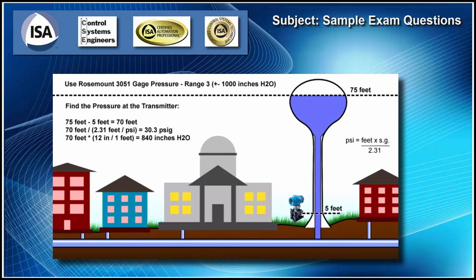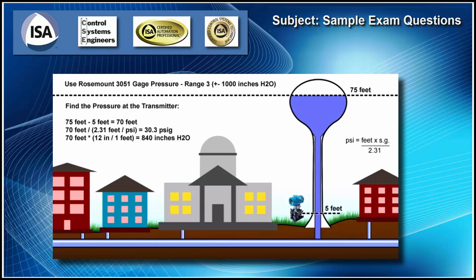Now, notice on the right here, PSI equals feet times specific gravity divided by 2.31. That's 2.31 feet per PSI. So the feet cancel out and the PSI comes to the top. And specific gravity has no units. So we know that we need a PSI gauge that'll handle at least 30.3 PSI on the transmitter.